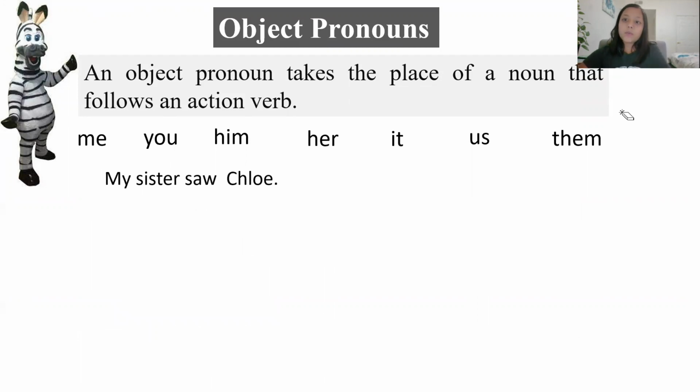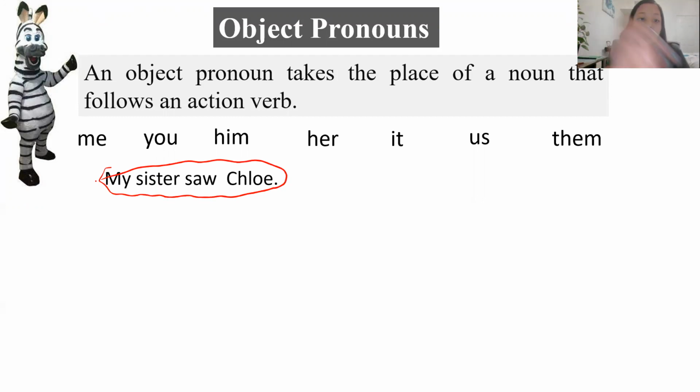So remember, we're looking for the object here. We need to find out the object to replace the object with an object pronoun. So first, to find the object, we need to find the subject. So my sister. My sister saw Chloe.